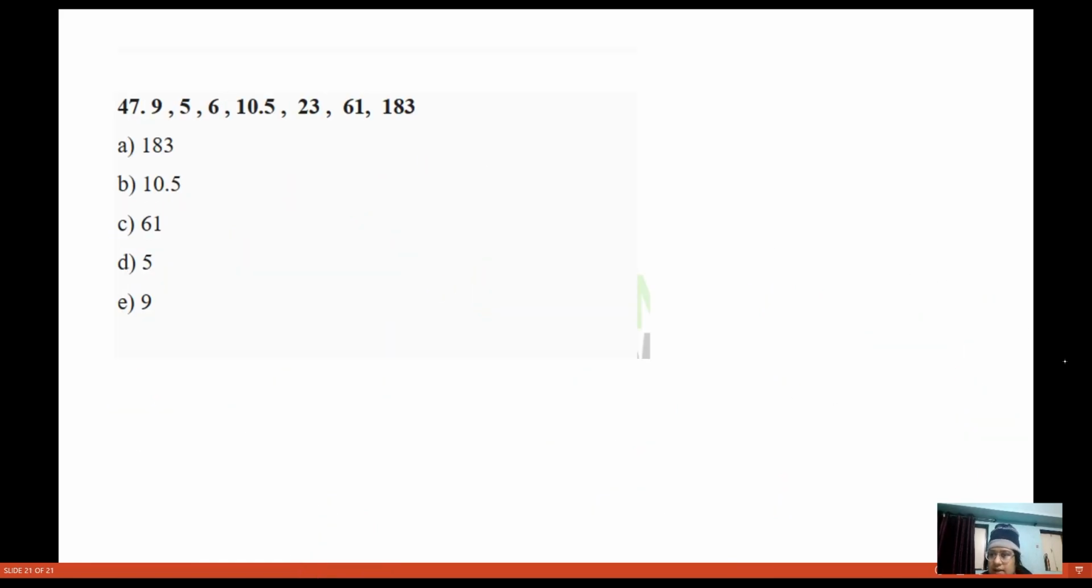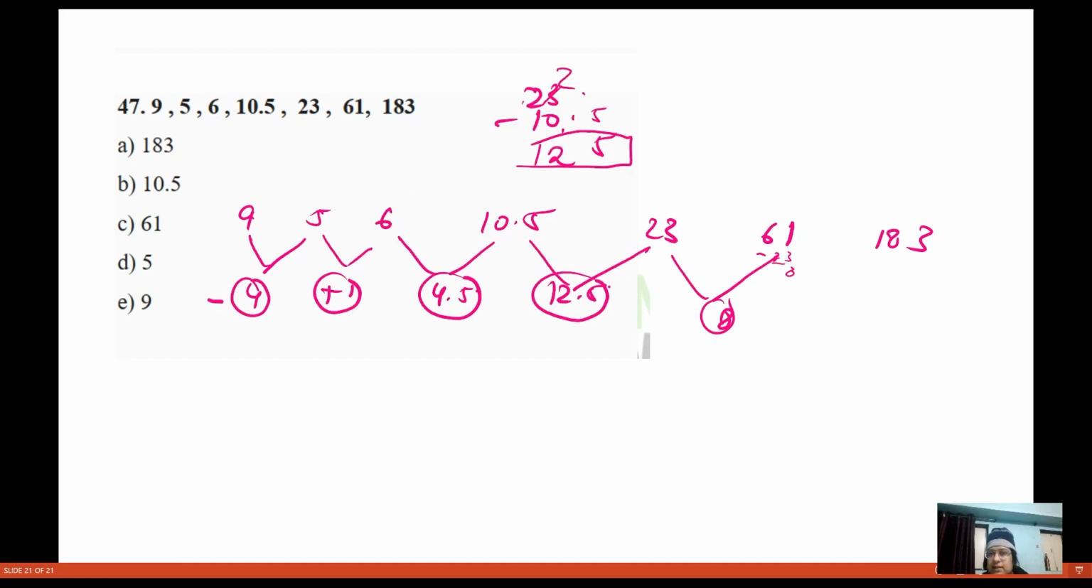Fine, we have to find the wrong one. Now see, look at this question. You have 9, 5, 6, 10.5, 23, 61 and 183. So see what I'll do here. I'll just find the difference because they are very close to one another. But there is something getting multiplied, because you see from 6 and this is going to be 5. So 38. Okay, definitely something is getting multiplied and the logic is like that.